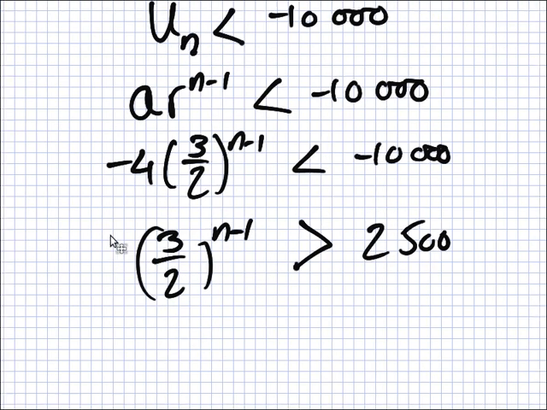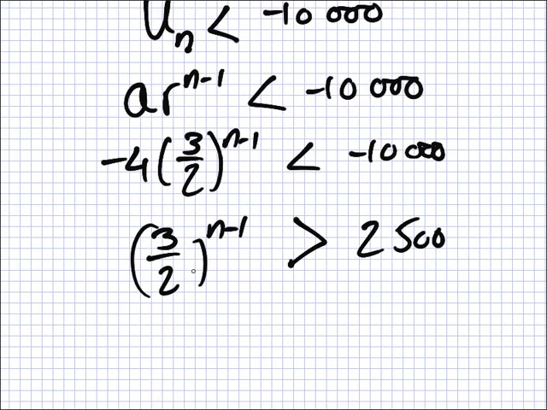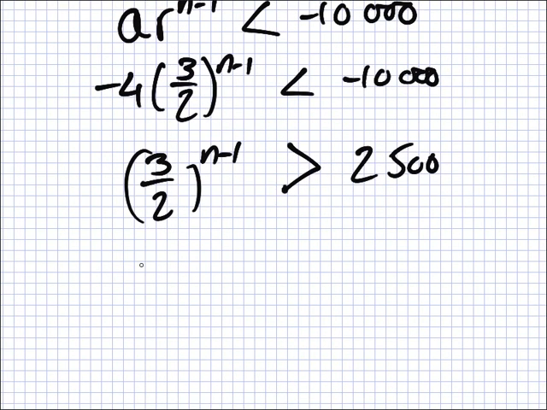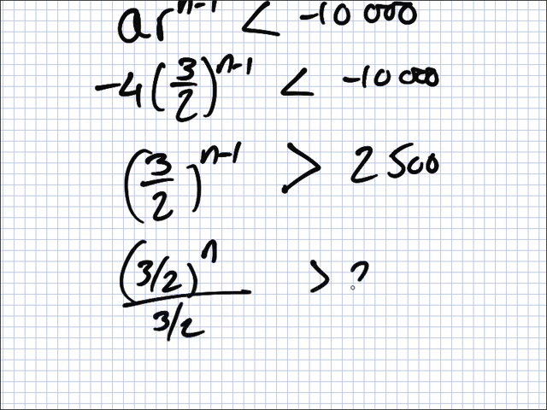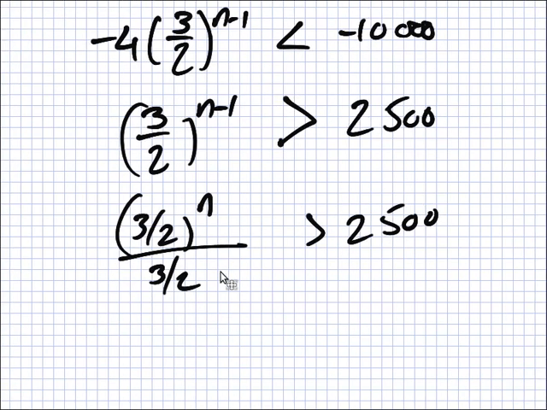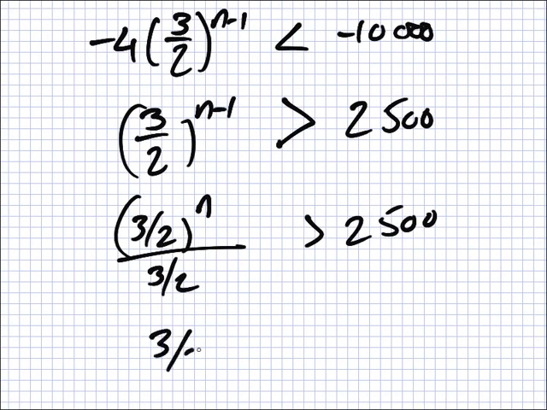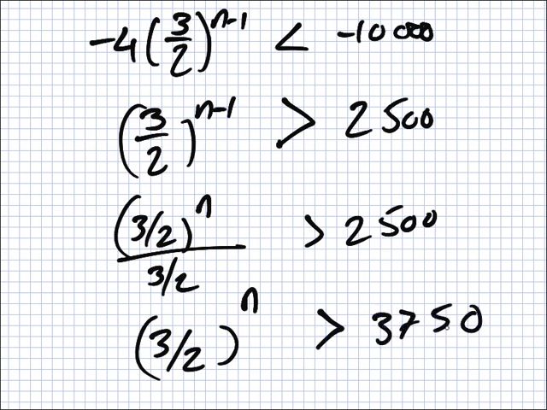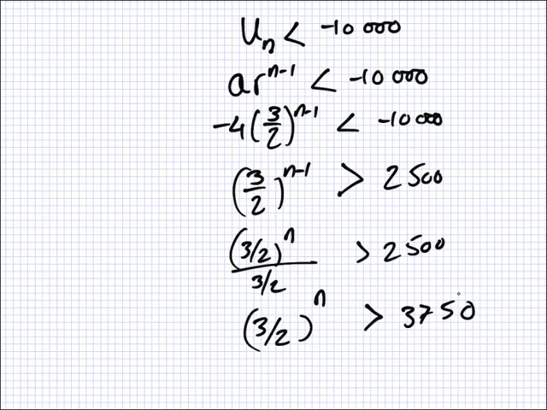Yeah? Now, I can clean this up a little bit more, can't I? Because this is 3 over 2 to the n over 3 over 2 more than 2,500. I just want to get rid of the minus 1. So when you multiply by 3 over 2, what do you get on the right, please? So that's 3,750, is it? Yeah. Yeah? Now, we're nearly there.